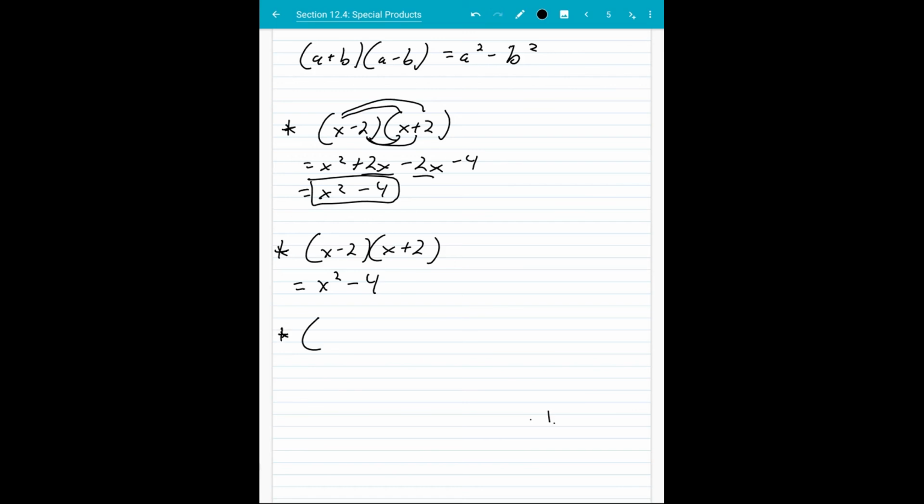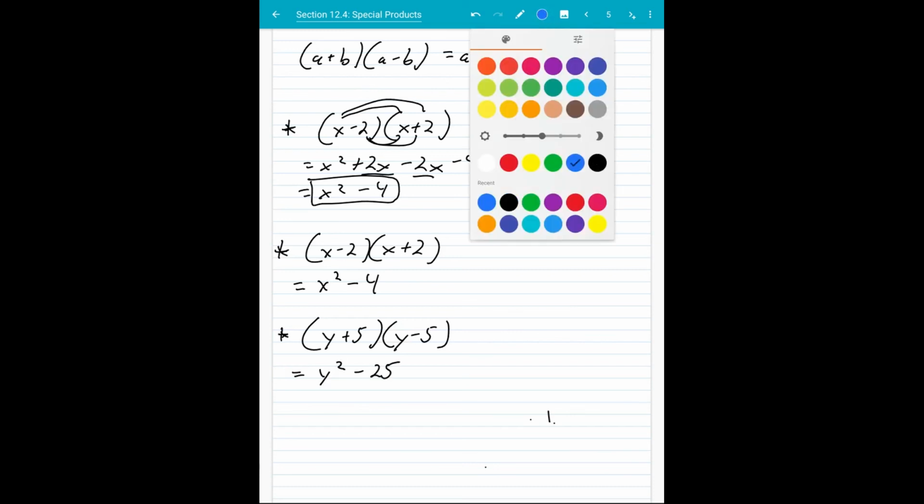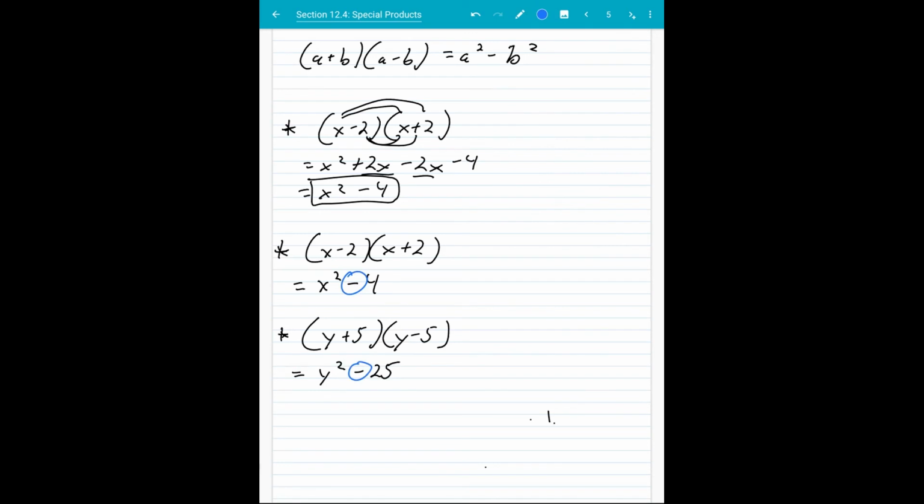Let's say I have y plus 5, y minus 5. This was simplified to y squared minus 25. This term right here, this will always be a negative for all these problems as long as it's in this form. If I have, say, z plus 7, z minus 7, that would end up being z squared minus 49. If I have x plus 1, x minus 1, the first term squared is x squared, second term squared, 1 squared is 1.